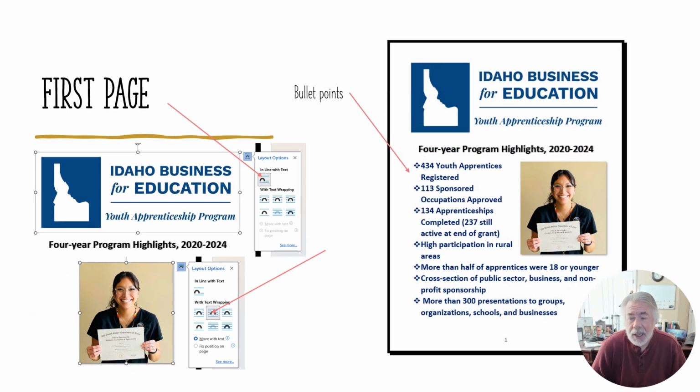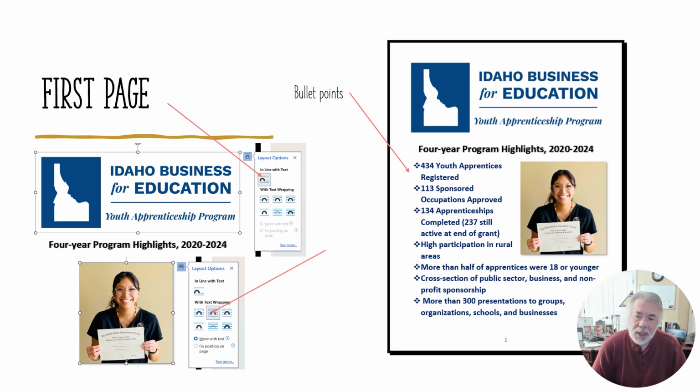Here's the first page of the report, and I want to just provide some specific information about how this is put together. So at the top of the page is the logo for Idaho Business for Education's Youth Apprenticeship Program. I actually took that off of a website, copied and pasted, put it here. It's just fine for this purpose. It has enough resolution.